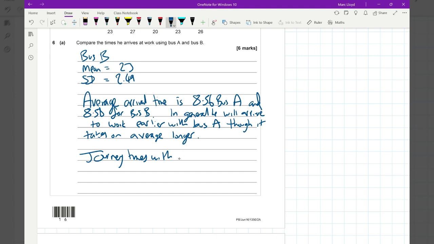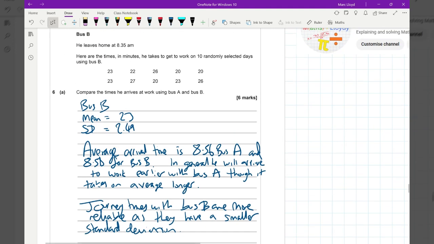Okay, and then journey times with bus B are more reliable as they have a smaller standard deviation. Okay, wonderful. Now that's 6 marks.